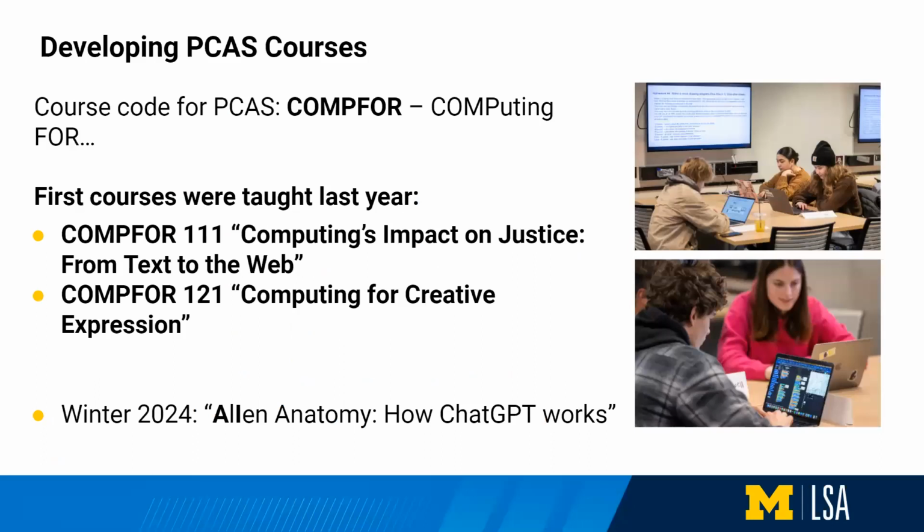So I've been developing these new courses for this new program. Our course code is Computing 4, Comp 4, not computer science, not computing. We're about computing applied to other things. And I've been teaching these first two courses, Computing's Impact on Justice from Text to Web and Computing for Creative Expression. And next semester, I am now promised to teach a course on generative AI called Alien Anatomy. I love that title, how ChatGPT works. It's not mine, it's Gus Everard's, but I love it.